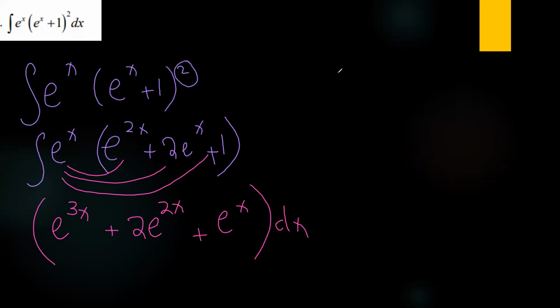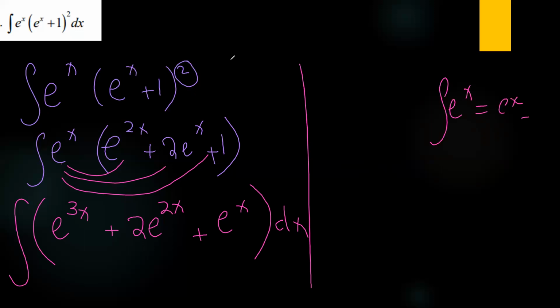Then here you have e to the power x outside, so just use the distributive property. So we have e to the power 3x plus 2e to the power 2x plus e to the power x, dx. Then I need to find the integration. Now we know that the integration of e to the power x is e to the power x plus c.